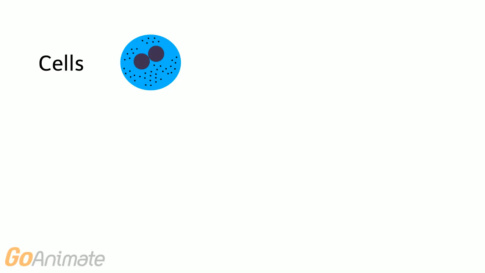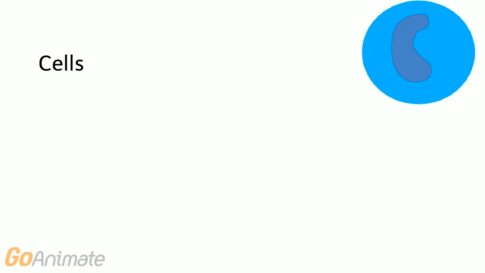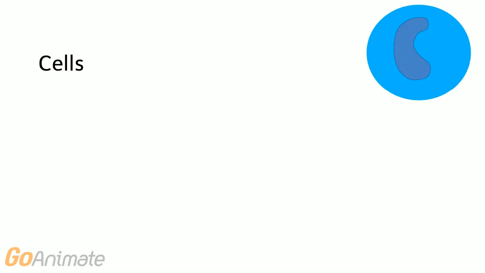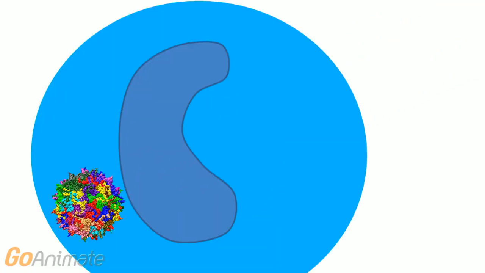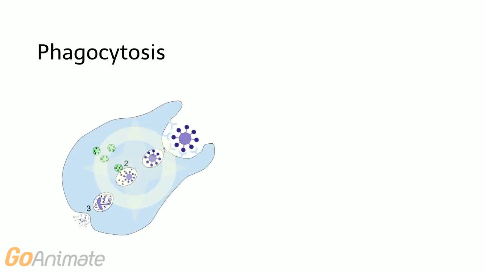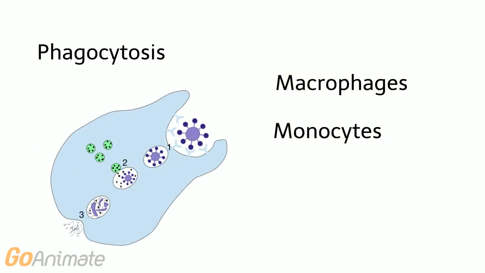Next, we'll look at how cells form a line of defense against pathogens. Some cells engulf pathogens. This is called phagocytosis. The cell engulfs the pathogen, and then enzymes within the cell work to destroy it. Cells that can phagocytize pathogens include macrophages, monocytes, and neutrophils.